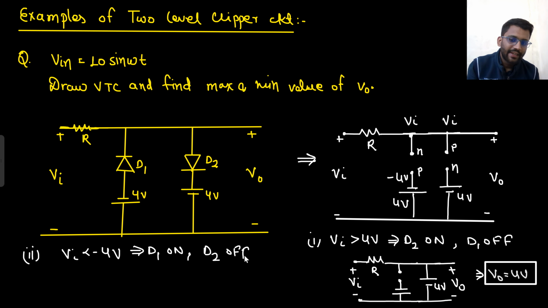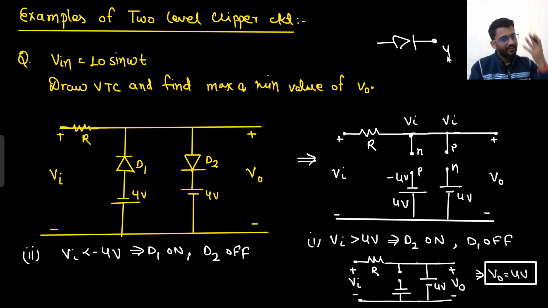Why will D2 be off? Check it on your own. At N potential you are having 4 volt, and at P you are having minus 4.1, since less than minus 4 means minus 4.1. So what is the potential from P to N? Minus 4.1 minus 4, that is minus 8.1. That means the diode will certainly be off. Right? So D1 is on and D2 is off.